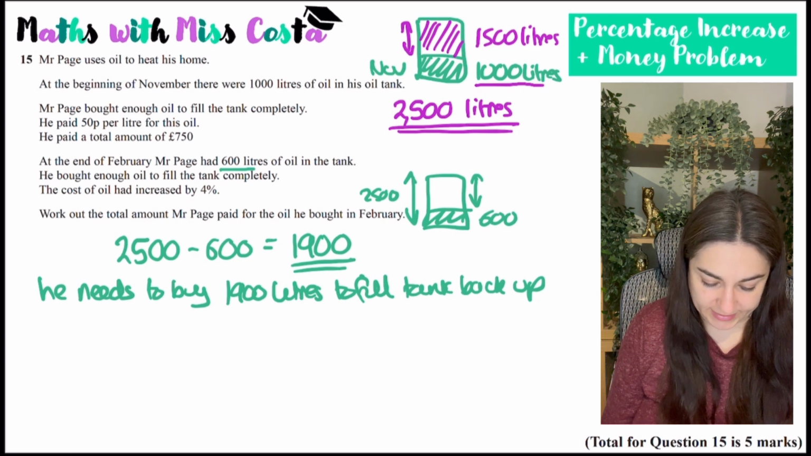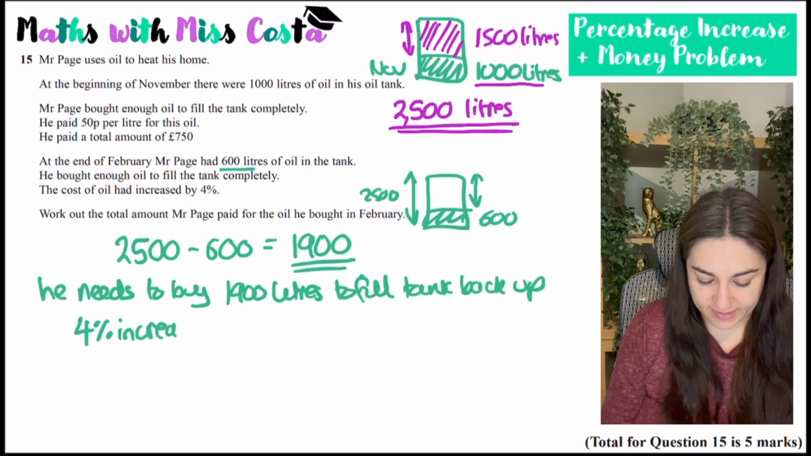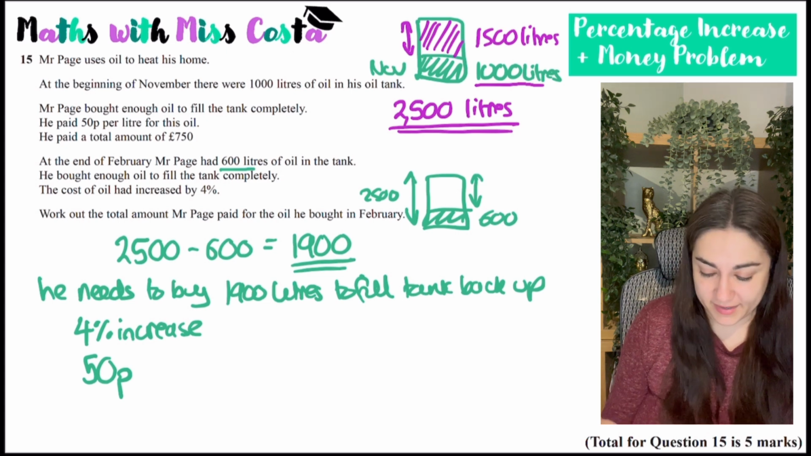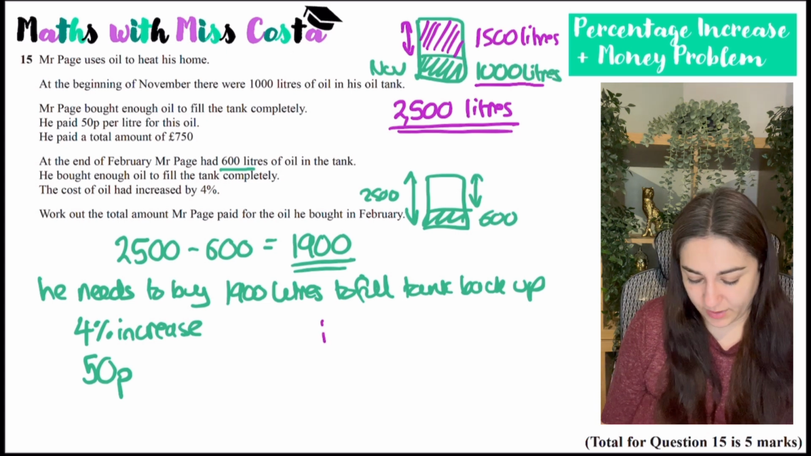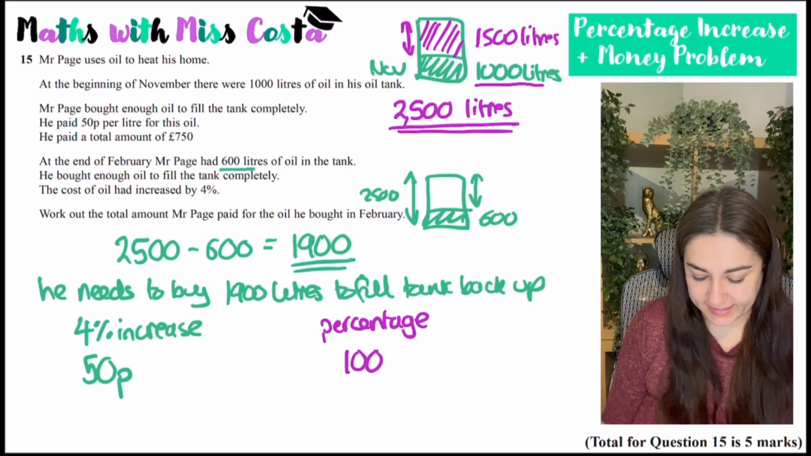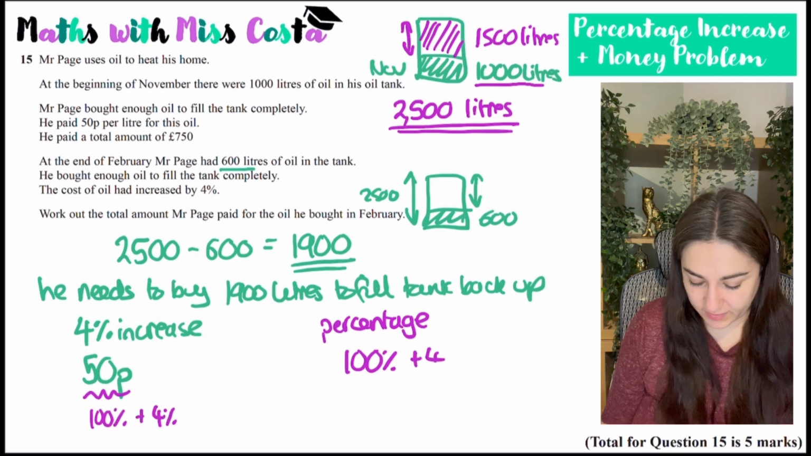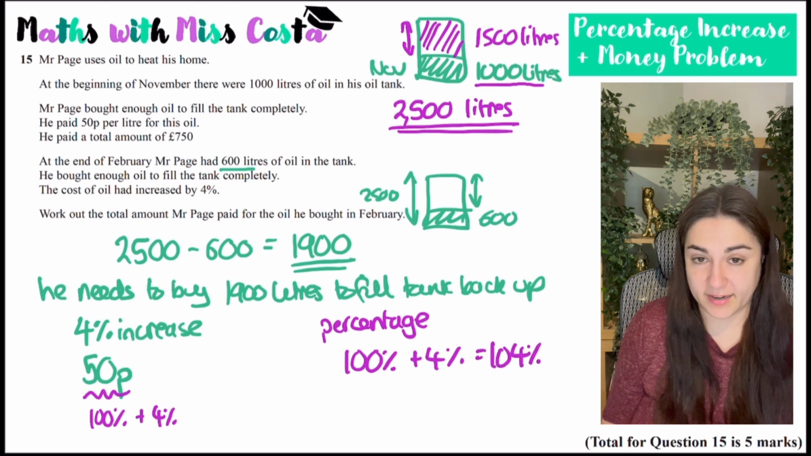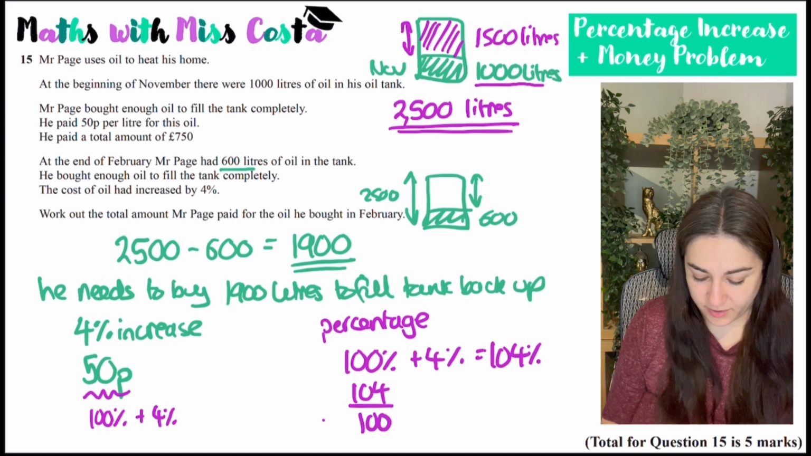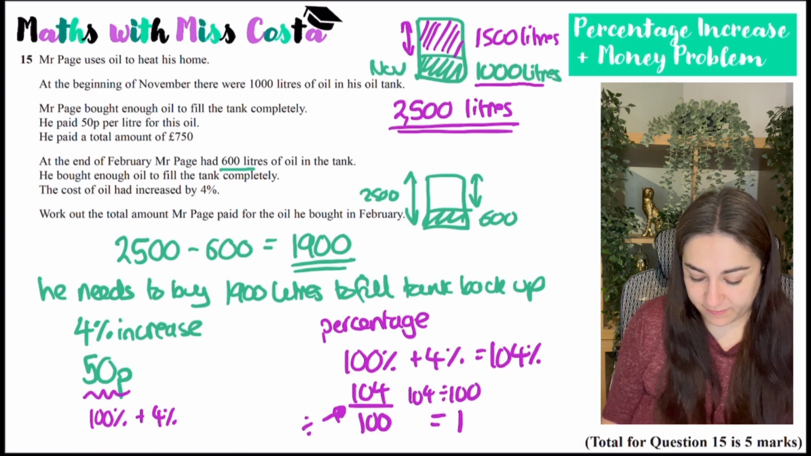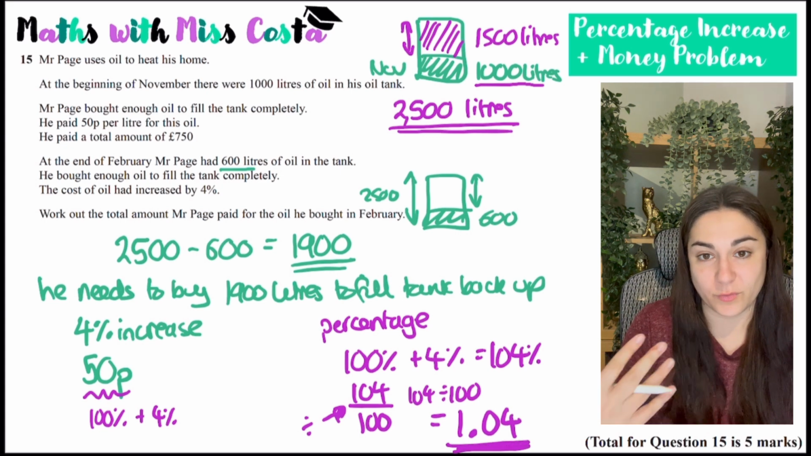The cost of oil had increased by 4%. So 4% increase. The original cost was 50 pence. Now to do a percentage increase, there's loads of ways to do this, but the quickest way is probably to use the multiplier. When I'm trying to work out a percentage increase, I always start with 100% because that's the original value. So 50 pence was the original value, and I want to increase it by 4%. So 100% plus 4% gives me 104%. And what does percentage mean? It means out of 100. So that's the same as saying 104 out of 100, which is the same as 104 divided by 100. And therefore I end up with a multiplier of 1.04.